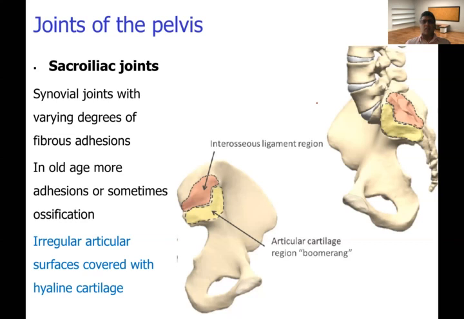If you look at the articular surface, there are two regions. There's one region for the ligaments to get attached, which are called interosseous sacroiliac ligaments. And there is another area in the shape of a boomerang here. You can see it. In the anatomical position, this is how you see it. That is covered by hyaline cartilage.